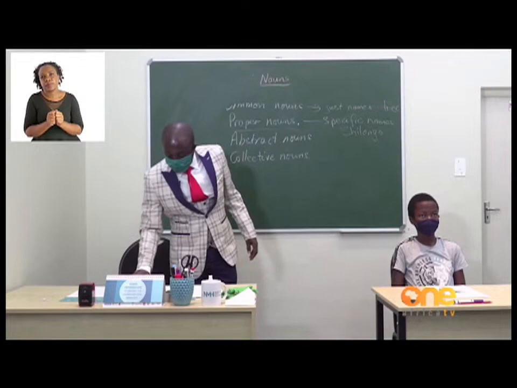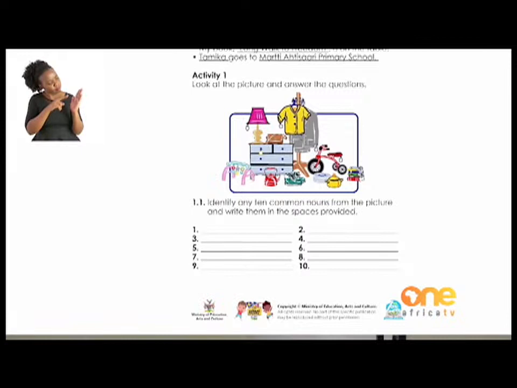For example, a common noun from the picture is a tricycle. Can you see a tricycle? And there is also a pair of shoes in the picture. Those are common nouns. So I want you to complete from number 3 to number 10, writing those common nouns, which you can see.